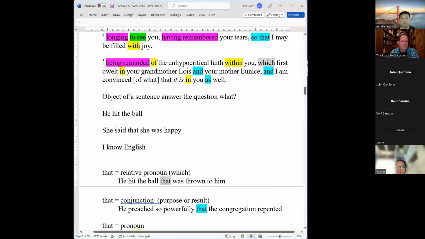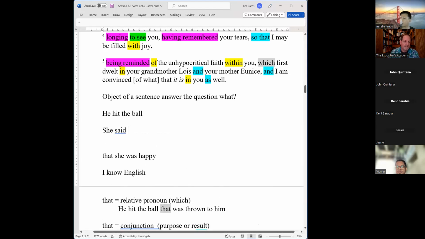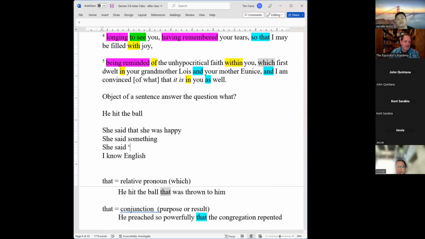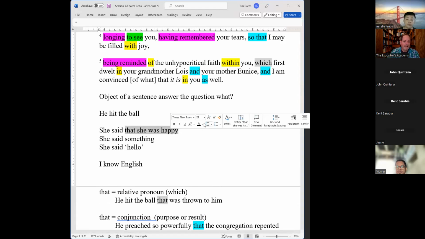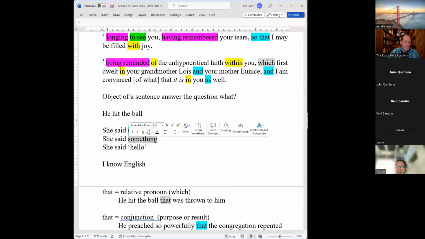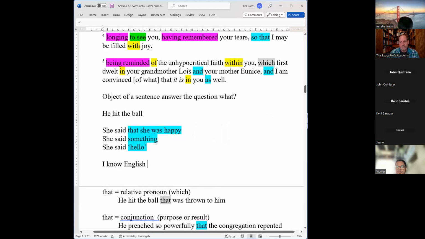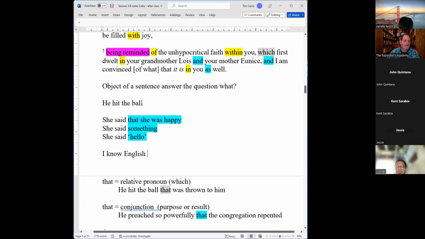Okay, so in a sense, when you said she said, that's not a full sentence, right? The complete sentence is she said that she was happy. Or we could have said she said something, or she said hello. All these are examples of, I'll highlight it in blue here, the object of the verb said. Just like the ball is the object of the verb hit, or just like English is the object of the verb know.